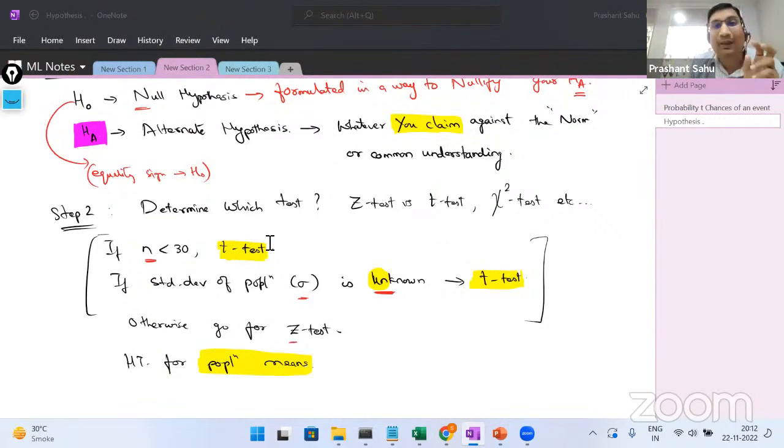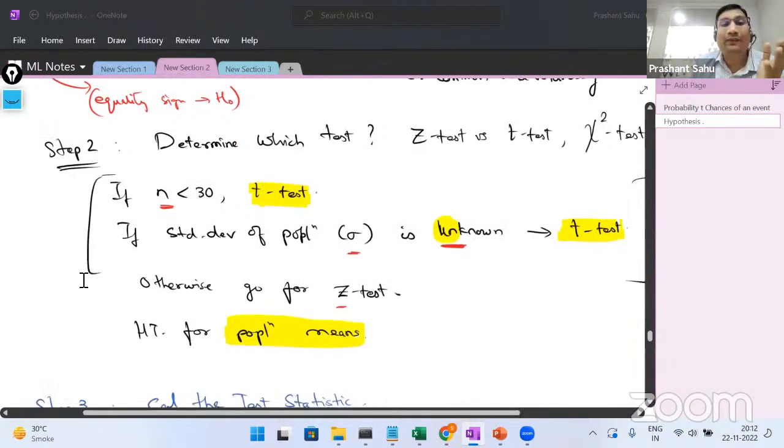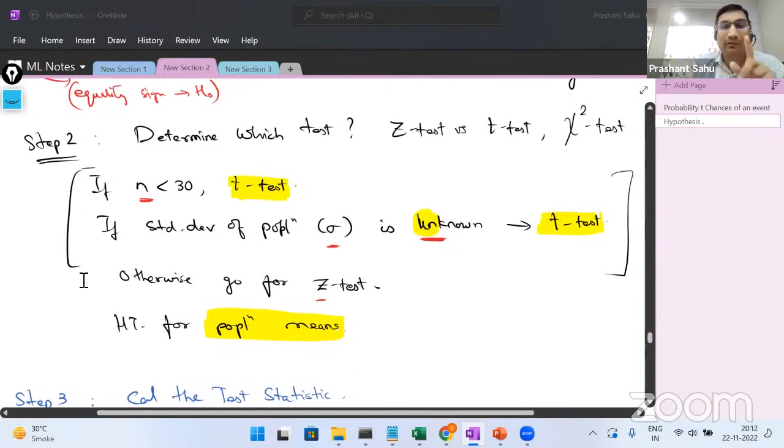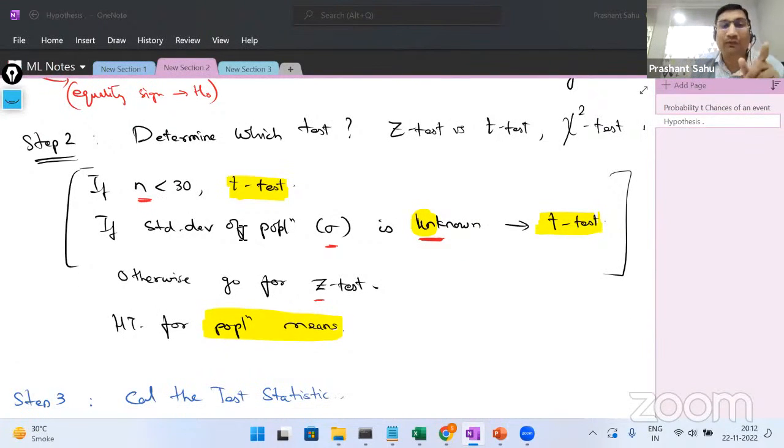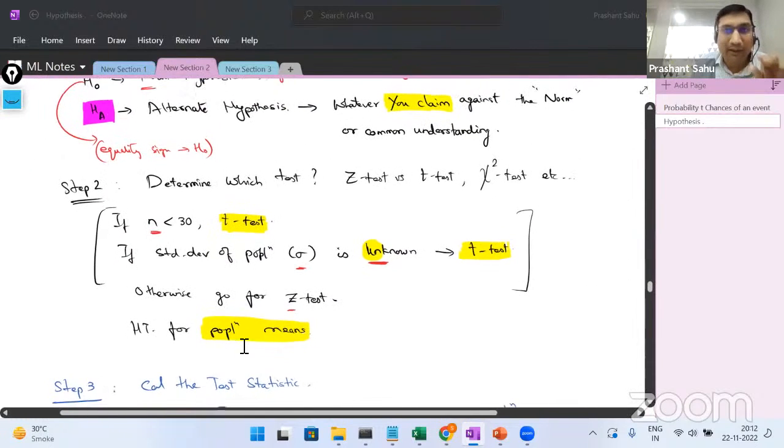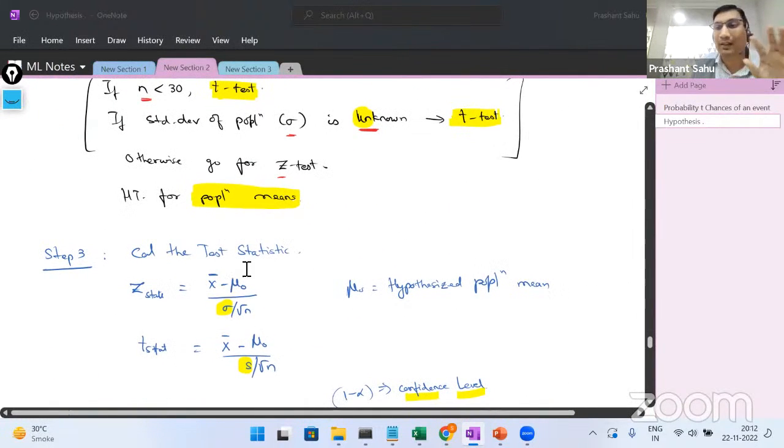Mostly people get confused whether to use z-test or t-test. So how do you identify whether to use z-test or t-test? Here comes the answer. If the number of data points within the sample is less than 30, go for t-test. Or if the standard deviation of the population is not known, go for t-test. In these two cases, easily go for a t-test. As simple as that. Otherwise, go for a z-test. So the hypothesis testing that we are now going to do is for the population means. That is very clear.